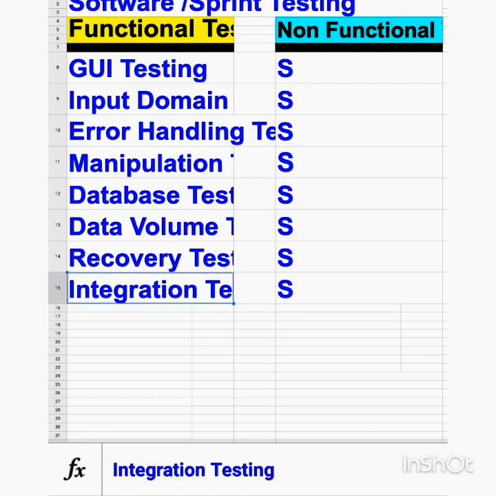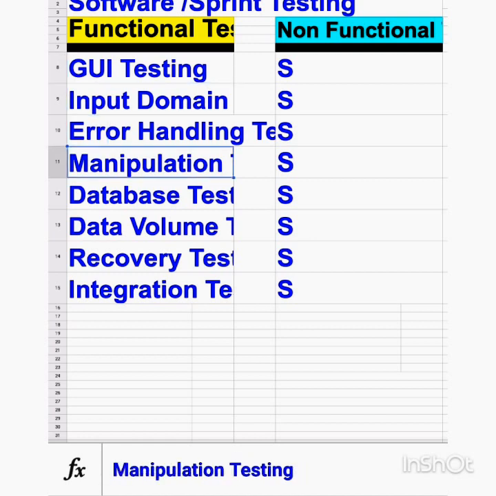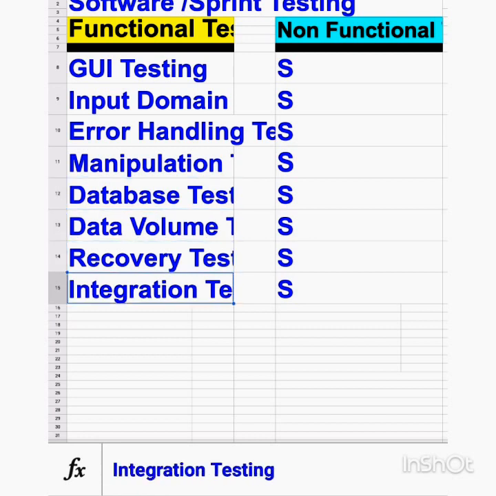Functional testings are mandatory. The first four, graphical user interface testing, input domain testing, error handling testing and manipulation testing, are front end testing. Then database, data volume and recovery testing are back end testing. Integration testing is called interconnectivity, between the front end and back end. These are the types of functional testings.